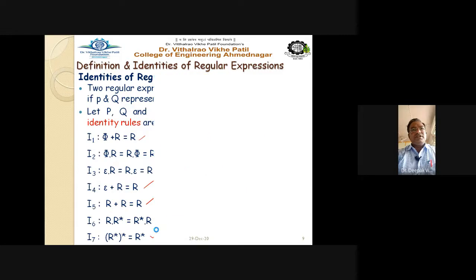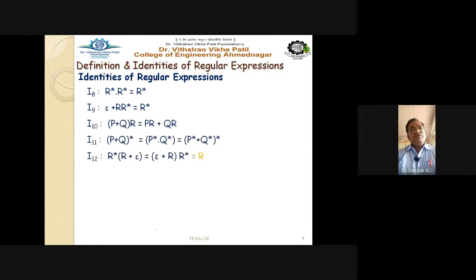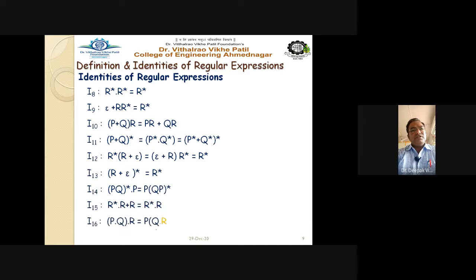Now let us see the next identities: identity number 8, identity number 9, 10, I11, I12, I13, I14, I15, and I16. Let us see them one by one. So see here, R star dot R star, meaning closure of R dot closure of R, gives you closure of R finally.